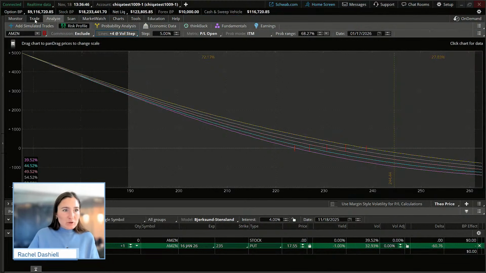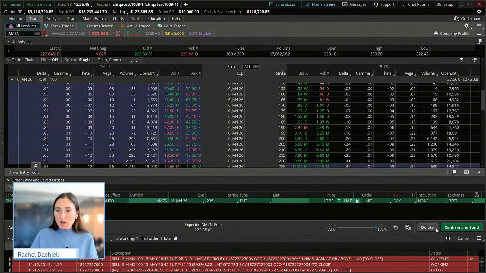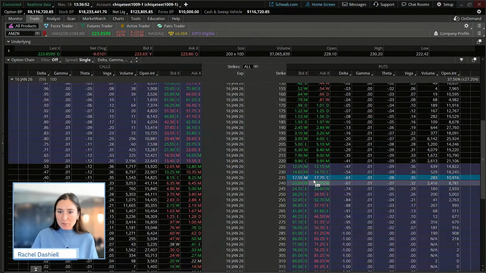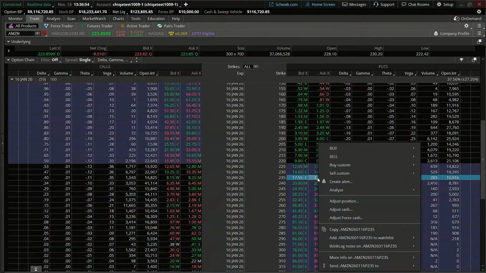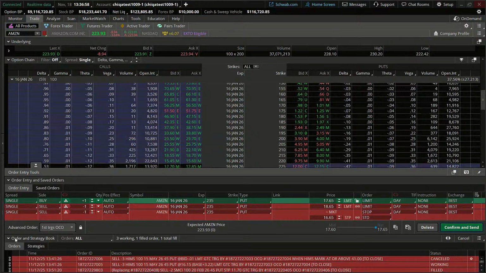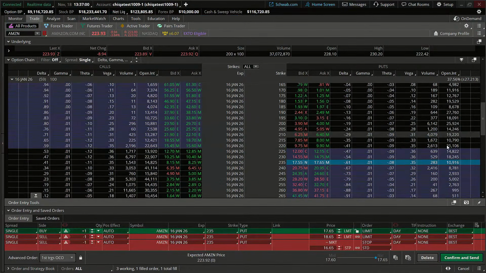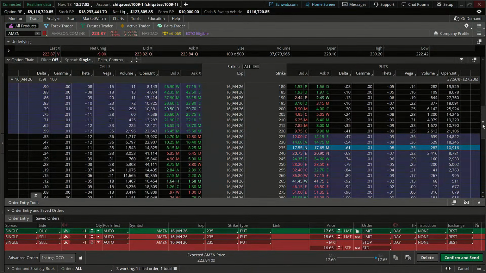So let's move to actually placing a trade on this option. I'm going to hit delete here on the 235, and I'm going to right click on this option, and go to buy custom with OCO bracket here. Now, we did a few simulations of where the price of the stock could go. I want to use just a limit order that's going to get executed pretty quickly here because I do want to take this trade.